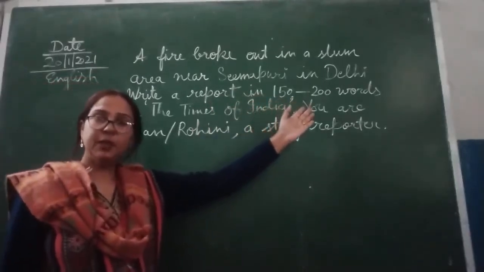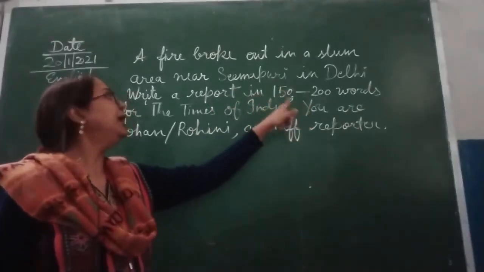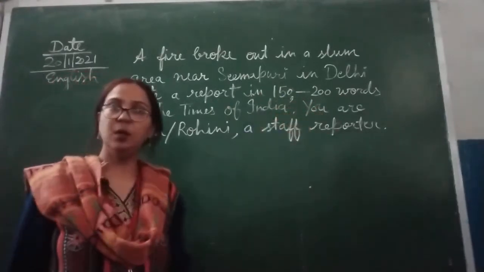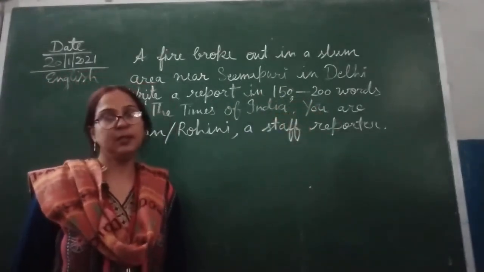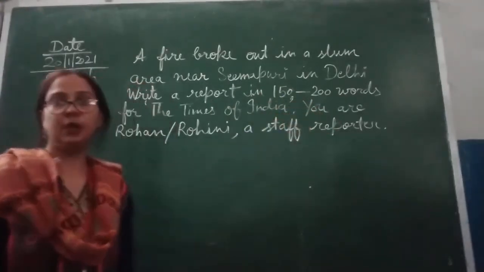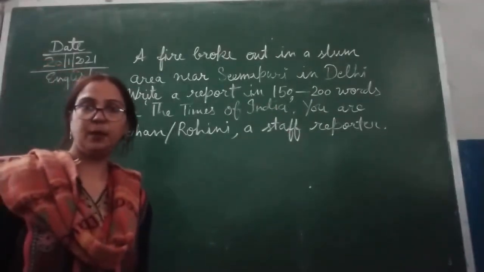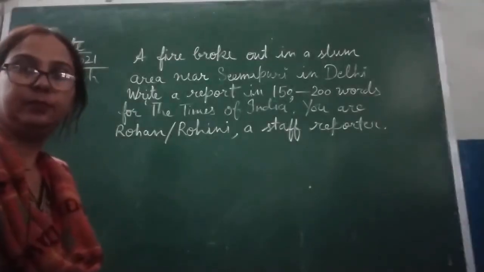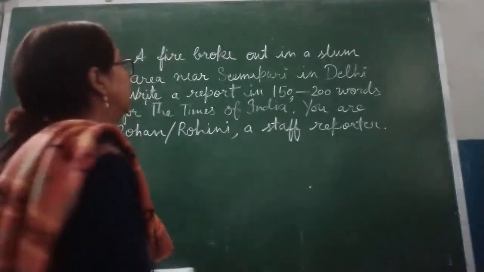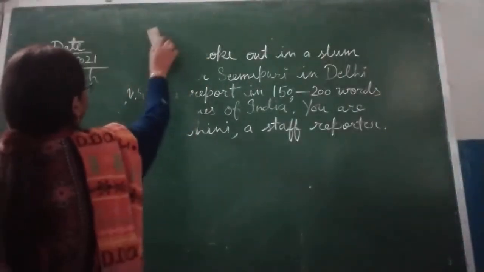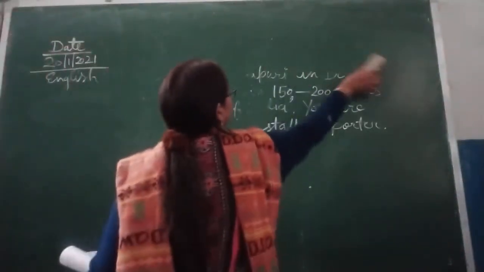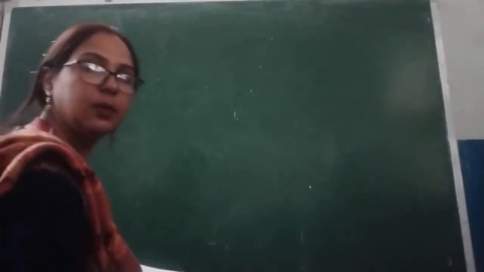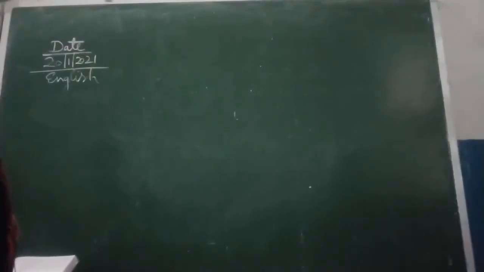You can say the limitation is given over here. You have to write in 150 to 200 words. So children, let's start writing or completing this newspaper report. Now children, I am going to write the report. So children, learn to write.